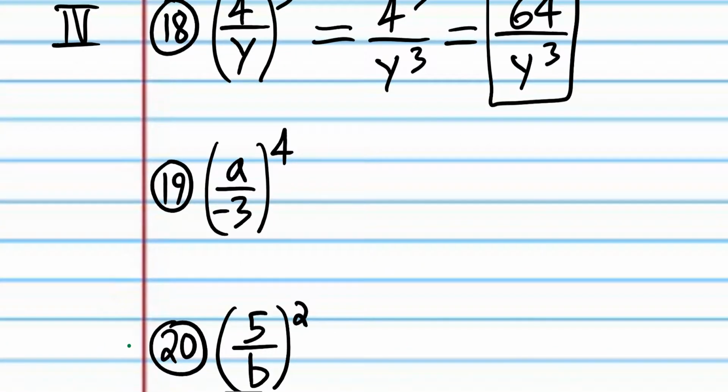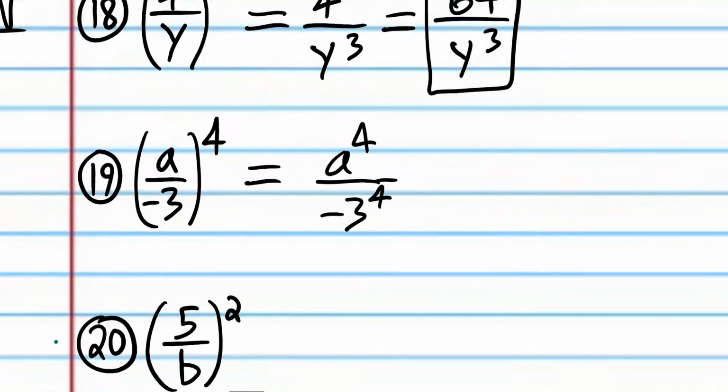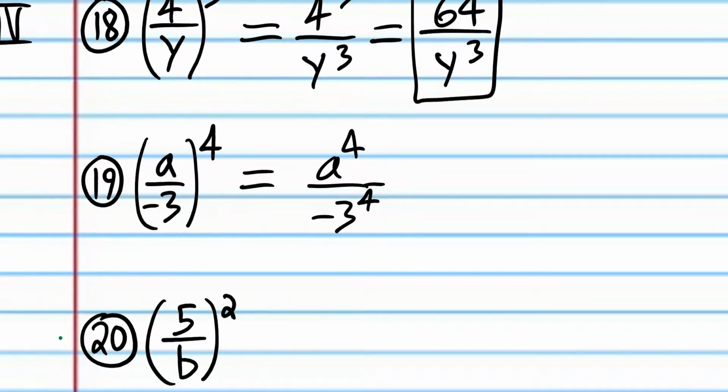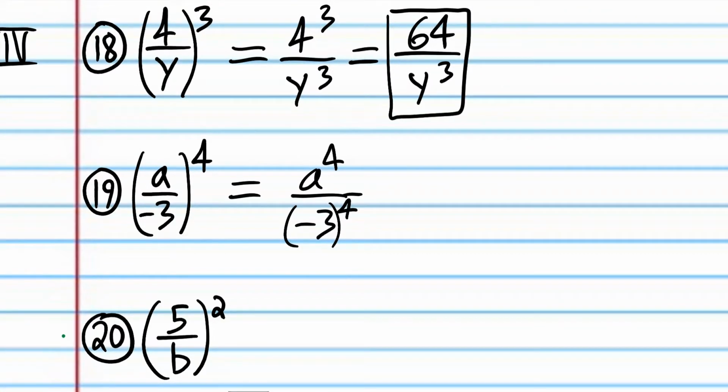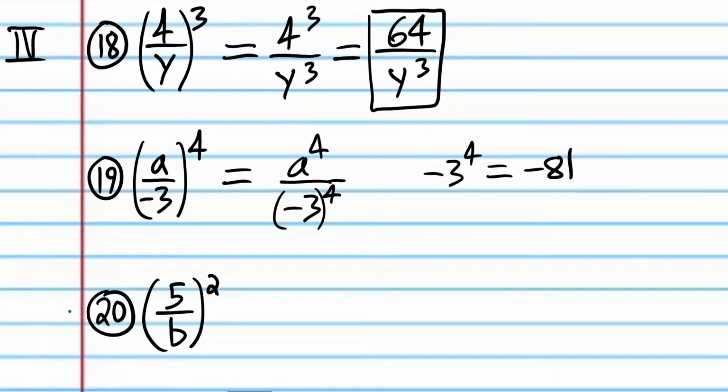All right, now we have a negative number there, but it's the same situation. So we take the numerator, raise it to the 4th power, and we take the denominator and raise it to the 4th power. But there's something I forgot to do. It doesn't seem like a big deal, but it is a big deal. You have to put parentheses around the negative 3. Because negative 3 to the 4th is negative 81. Negative 3 to the 4th in parentheses is positive 81.